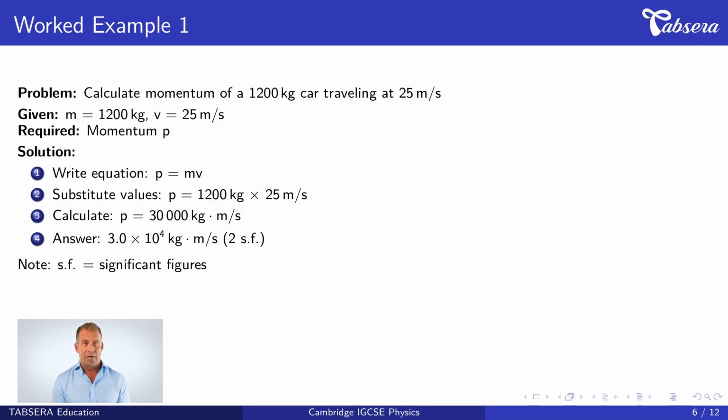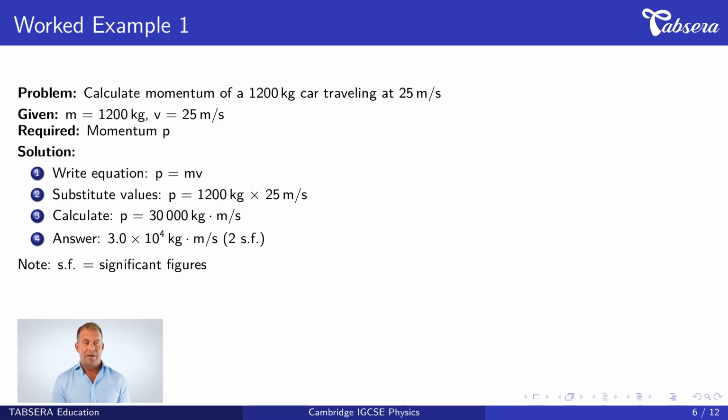Step 1, write the equation. We use the momentum equation, which is P equals mv, where P is momentum, m is mass, and v is velocity. Step 2, substitute the values. We write P equals 1,200 kilograms times 25 meters per second. Step 3, calculate. 1,200 times 25 equals 30,000.